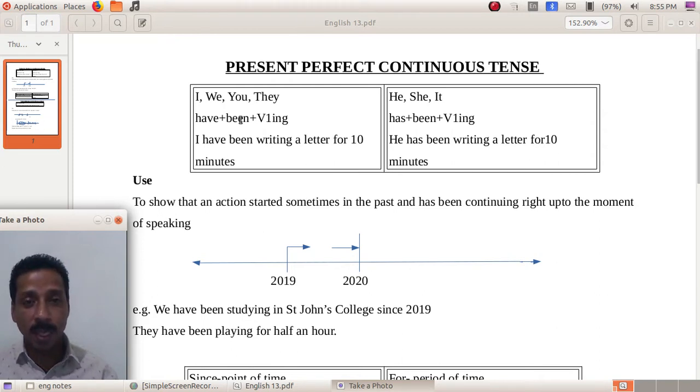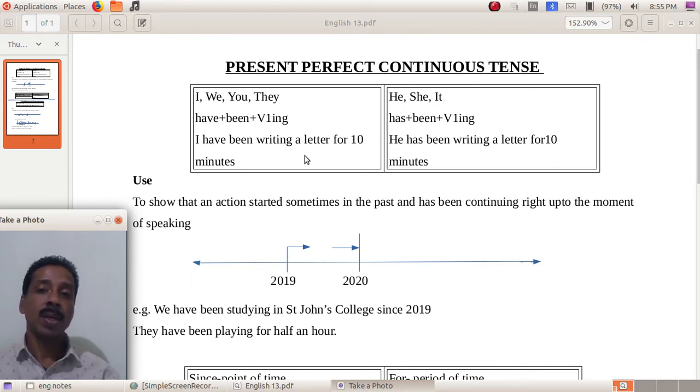So have plus be shows present perfect. This be form plus ing form shows continuous tense. So altogether present perfect continuous tense. And if it is he, she or it, instead of have it will become has been V1 ing. So have or has plus been plus V1 ing, that is present perfect continuous tense.